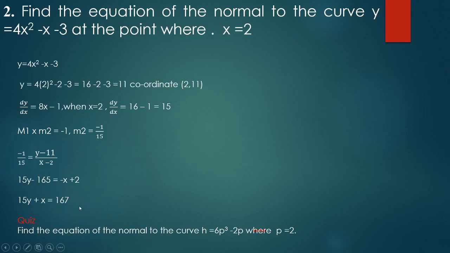That becomes our equation. Or if you want to have it in the form y equals mx plus c, you can rearrange that. Now I want to leave you with a question that you should be able to do in your own time: find the equation of the normal to the curve h equals 6p cubed minus 2p, where p equals 2.